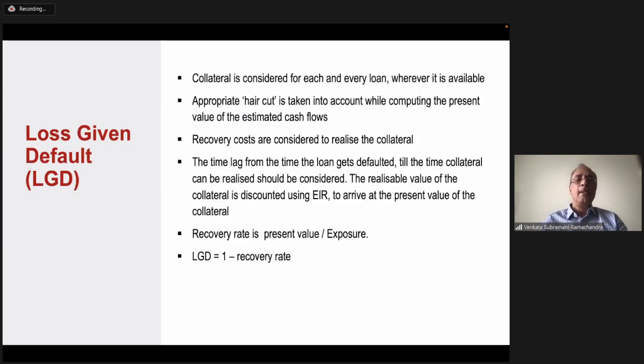Okay. Now, LGD, I already explained. LGD is 1 minus recovery rate. So you find out what the recovery rate is. To find out the recovery rate, you need to find out what the collateral is and find an appropriate haircut. So collateral minus haircut, then you take this collateral, the present value, divided by the exposure, which will give you the recovery rate, and 1 minus recovery rate will give you the loss given default.